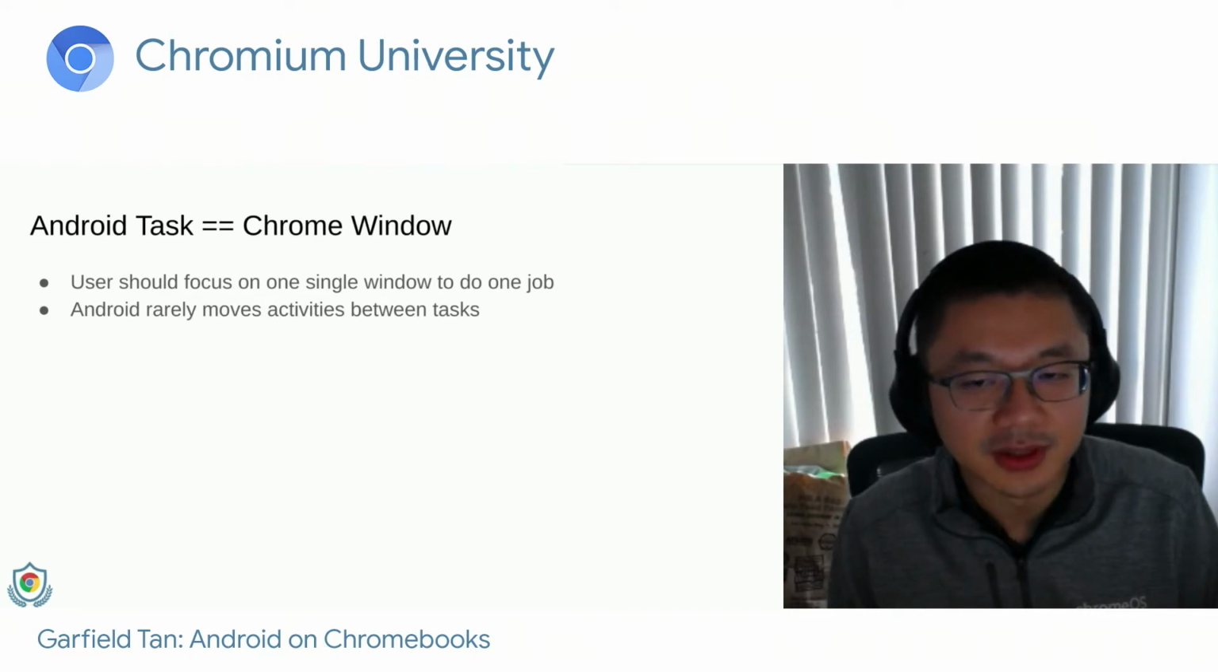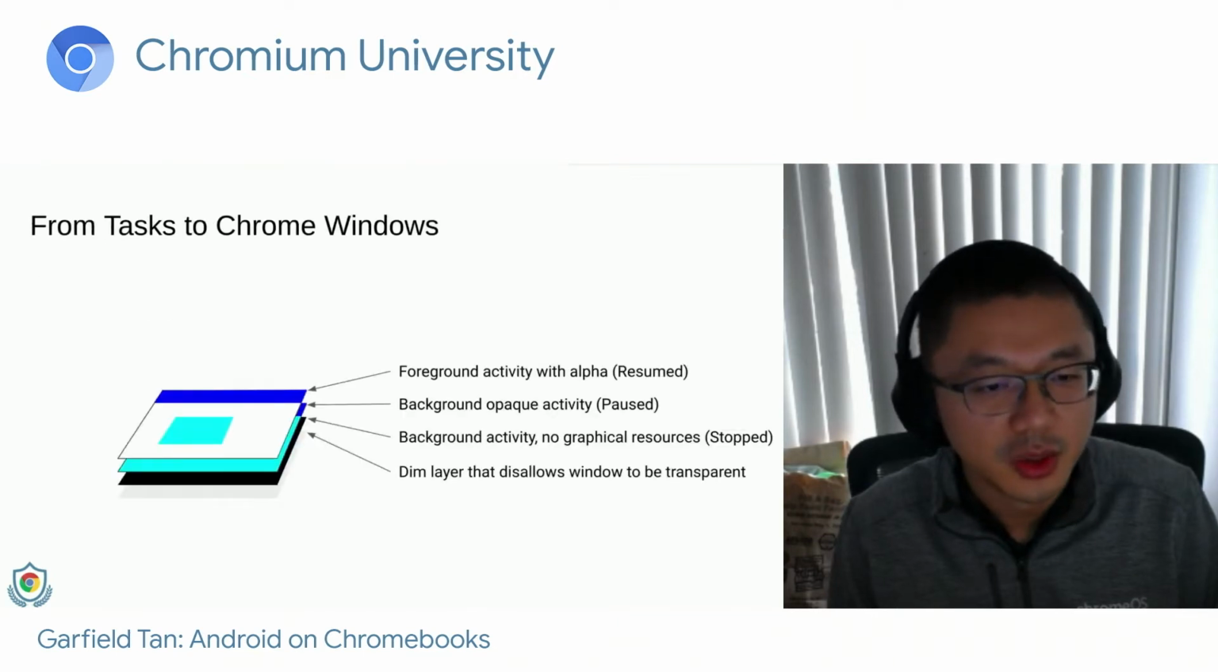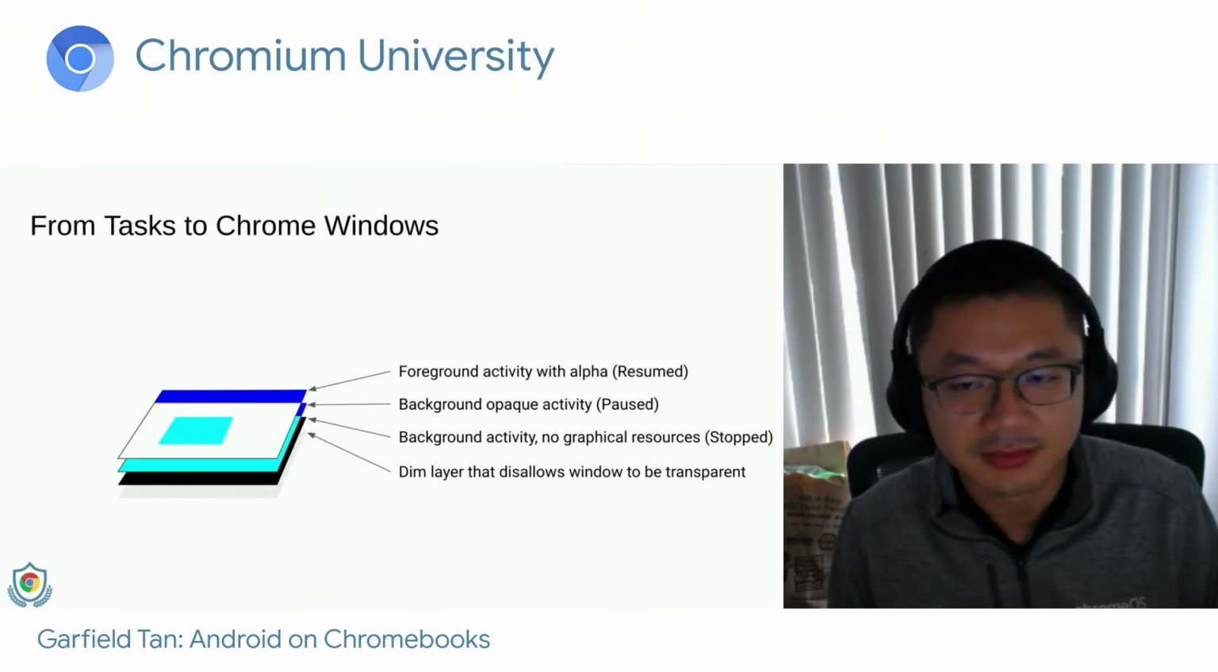Then the next question comes: how do we draw a Chrome window from our Android task? Remember that an Android task consists of multiple activities, which means it also has multiple Android windows. A typical task looks like this figure. The topmost activity is in resumed state, and it has some transparent or translucent part. The activity below it is in paused state and still needs to draw its content to fill the transparent and translucent area. Any activity behind the second one is in stopped state, as there isn't any need for it to hold on to any graphic resources.